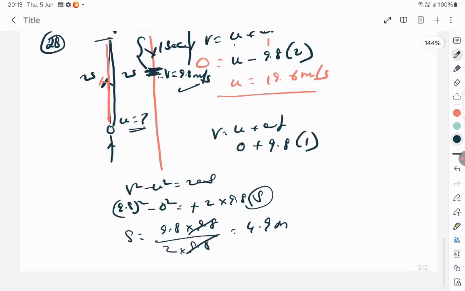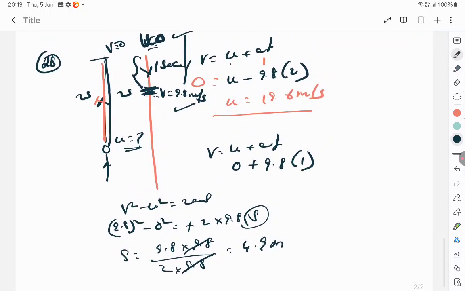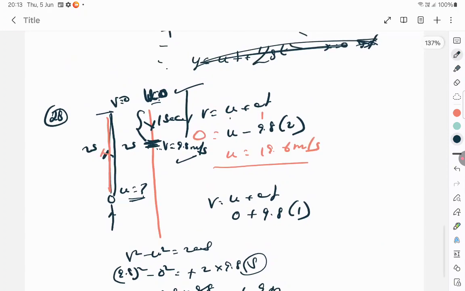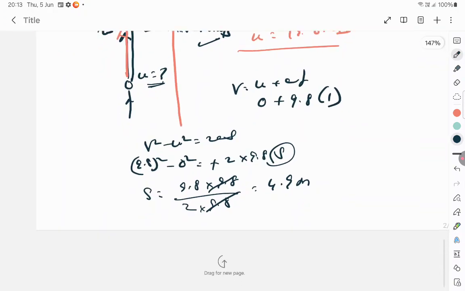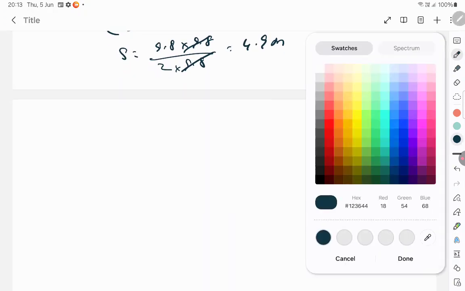Okay, let's go to next question. So that completes the highest. How far was it from the highest point? From the ground means, no, that's all the question. Let me not complicate it too much. Let's go to next question.